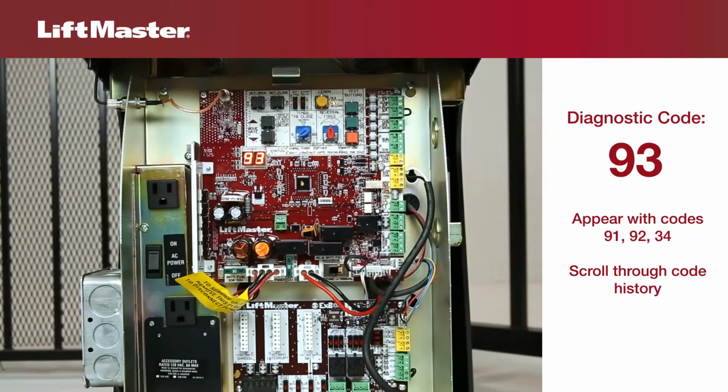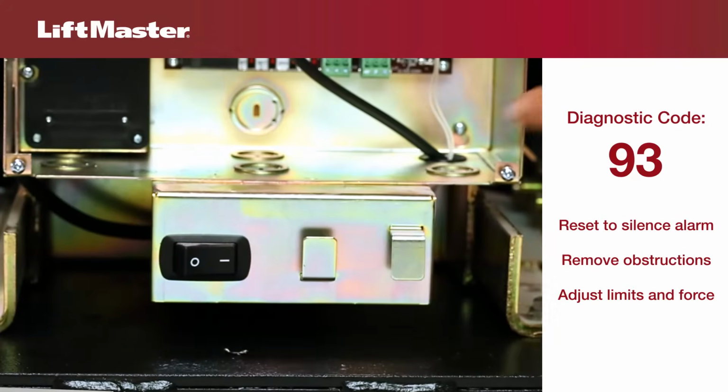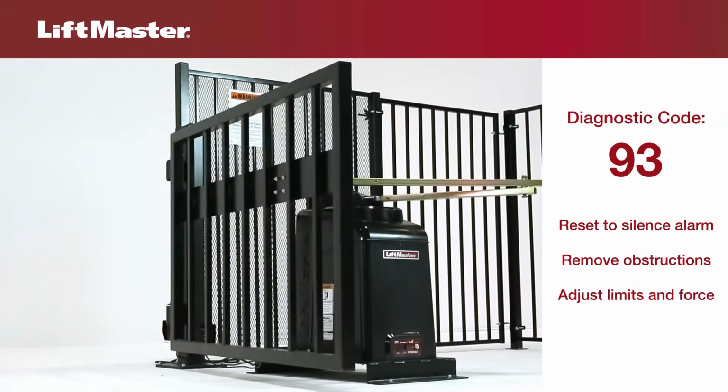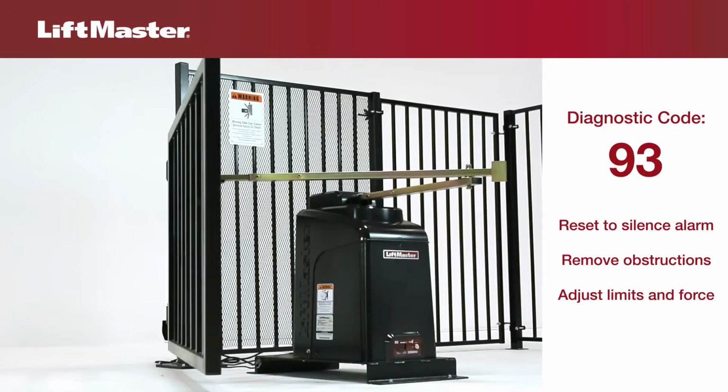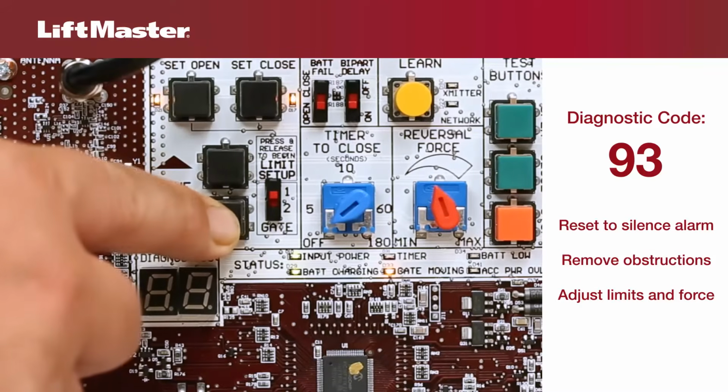If upon reversing the gate encounters a second obstacle, this is a double entrapment. The same code will occur, accompanied by an alarm that will sound for 5 minutes. To resolve the issue, press the reset button to shut the alarm off if it's sounding. Check for and remove any obstructions and debris in the gate's path. Adjust the limits and force. If the problem persists, try the following.